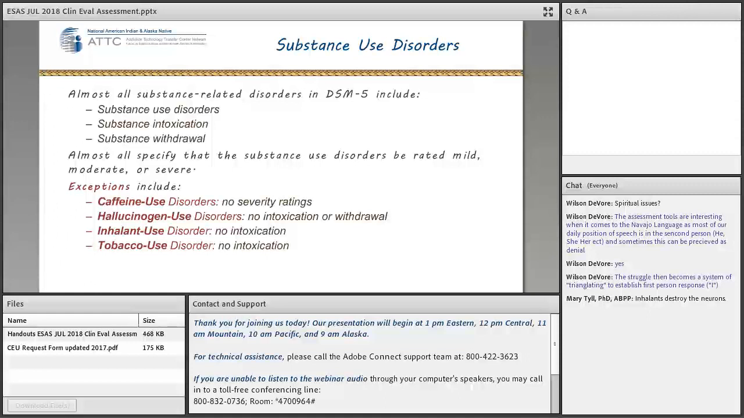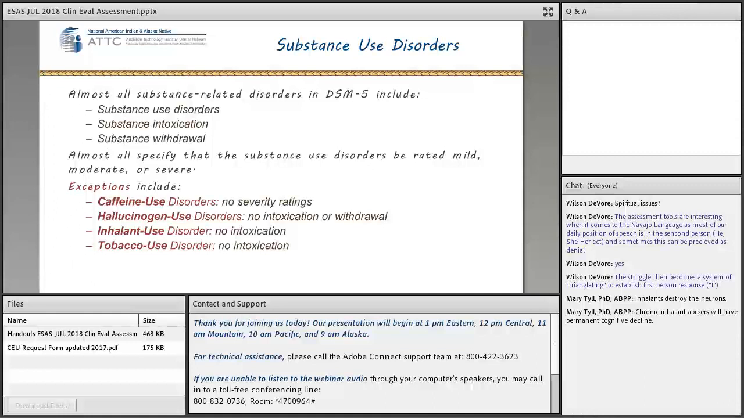Let's see, Meritil says inhalants destroy the neurons. Yes, I've seen people who kind of mimic some of the diseases that affect the muscles and destroy those. It can look very debilitating. Although in that case, over time when they stopped using it, they actually became normal again.